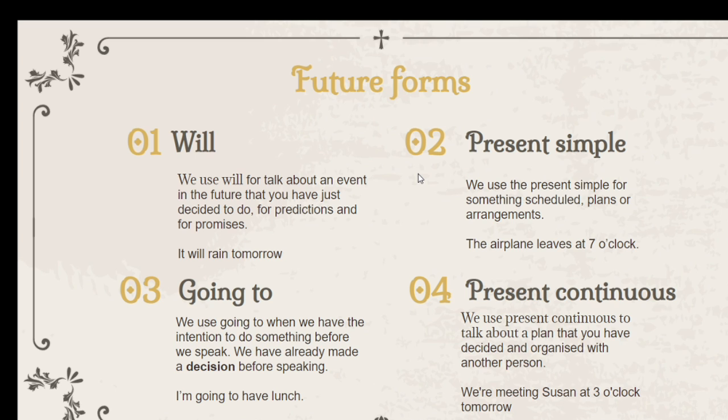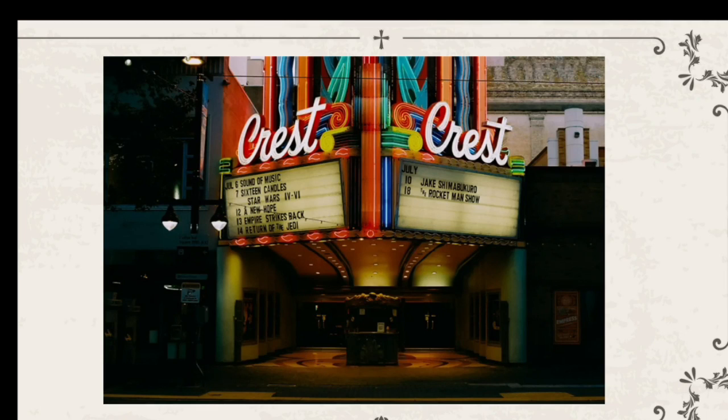Present continuous. We use present continuous to talk about a plan that you have decided and organized with another person. Example, we are meeting Susan at 3 o'clock. An example can be when a movie is going to start. You can say, the movie starts at 6 o'clock. We use the present simple because it's something scheduled and you know that it is going to happen.